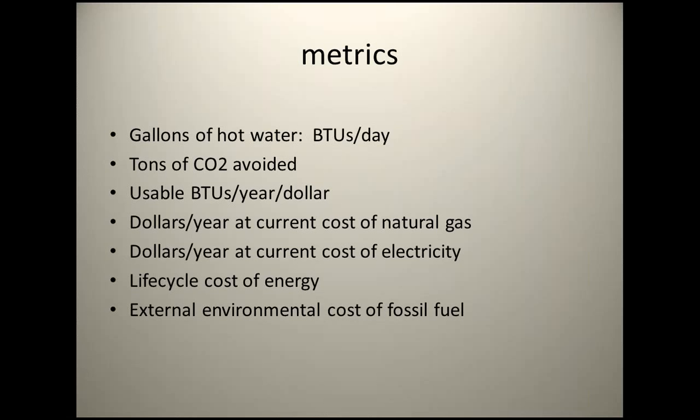So the metrics you could use for system performance: gallons of hot water, how many BTUs you get a day. You could use the tons of CO2 avoided, and I like that. I like avoiding CO2 production. You could use the usable BTUs per year per dollar. That was kind of the calculation you were headed towards. Dollars per year, the current cost of natural gas. We'll do some return on investment kinds of stuff a little later. Dollars per year, the current cost of electricity. Electricity prices are going up slowly, but they are going up, sometimes not so slowly. Natural gas prices are actually going down.